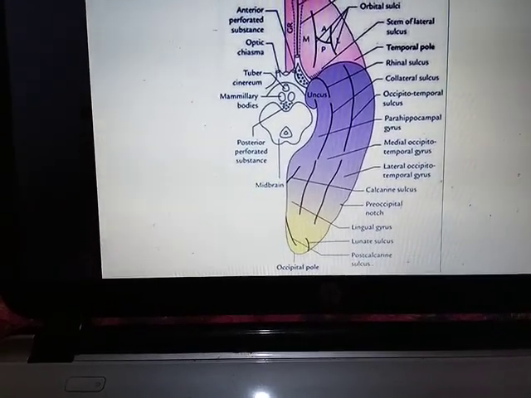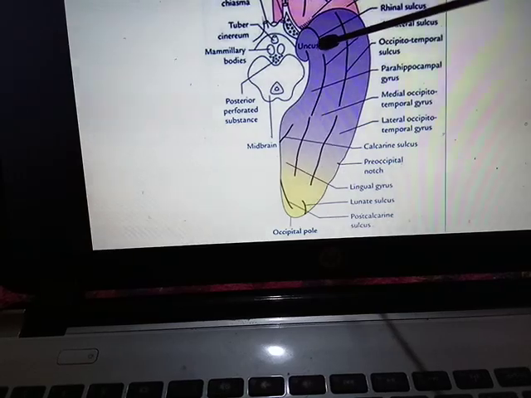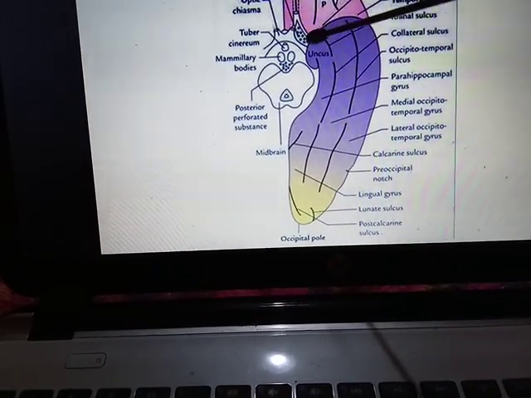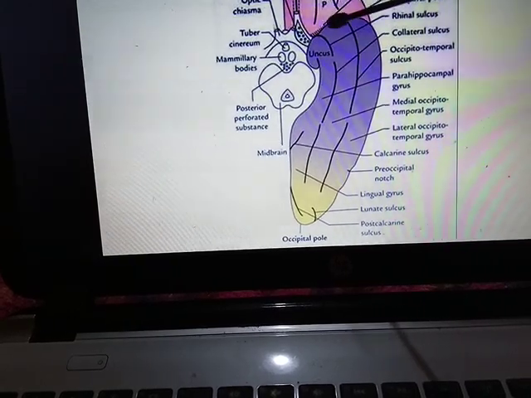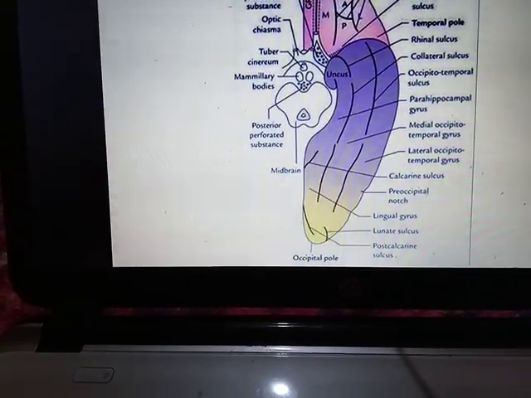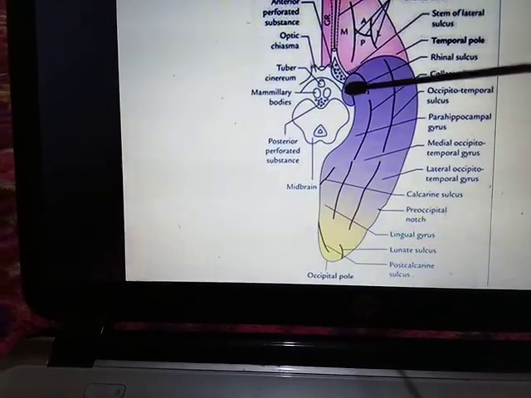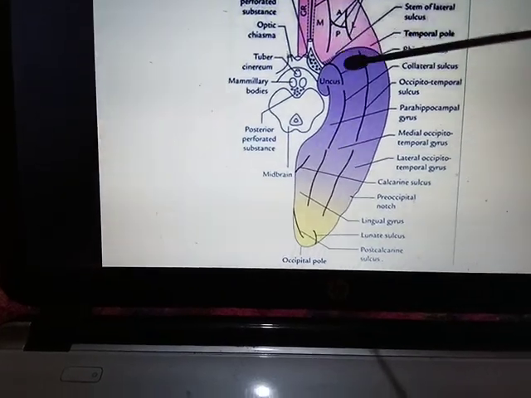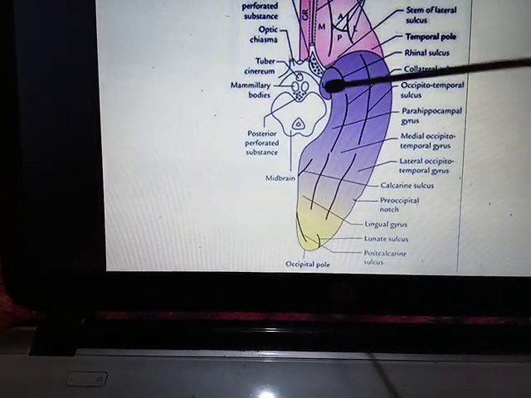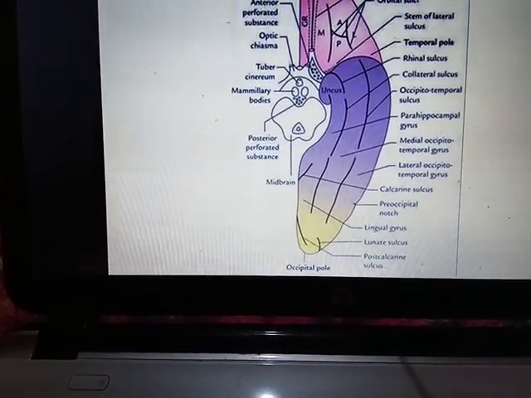I will again demarcate the things. This is the parahippocampal gyrus. This is the rhinal sulcus. It separates this gyrus from the temporal lobe. Then this area here is called the uncus. This is the parahippocampal gyrus, this is the uncus, and this is the rhinal sulcus, which separates it from the temporal lobe.